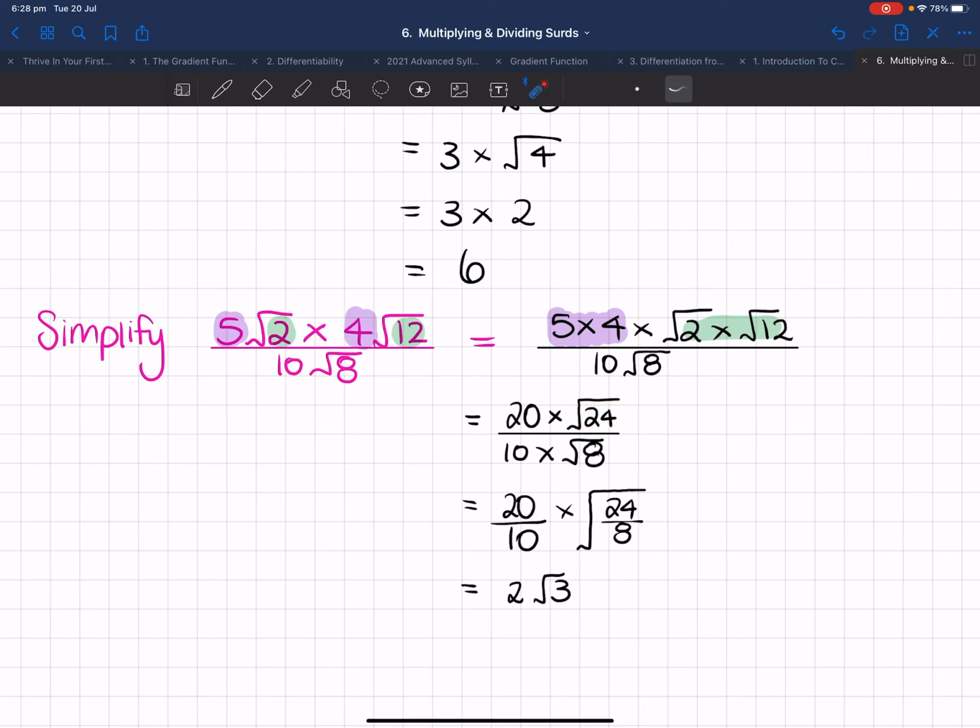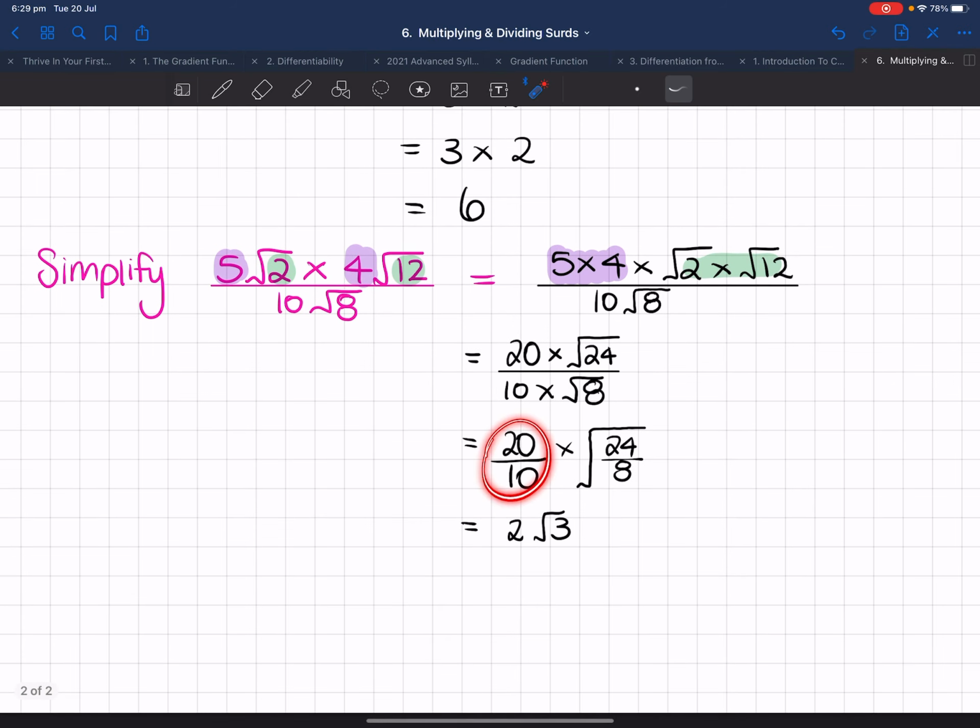Again, we can split them up, so you divide the whole numbers, so 20 divided by 10, and then you combine those two together, so you get the square root of 24 over 8. Simplifying it down, 20 divided by 10 is just 2, and then 24 divided by 8 is 3.